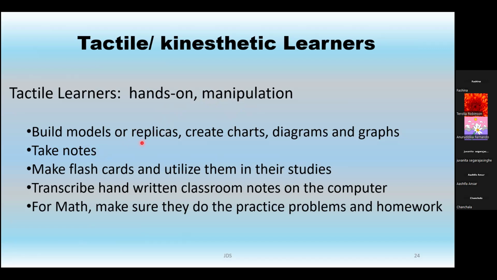Build models or replicas in subjects like history and all. They need to do something if they are to remember. Create charts, diagrams, graphs, take down notes. For visual ones also you can use this, but for tactile ones also you can use it. Make flashcards, utilize them in their studies.